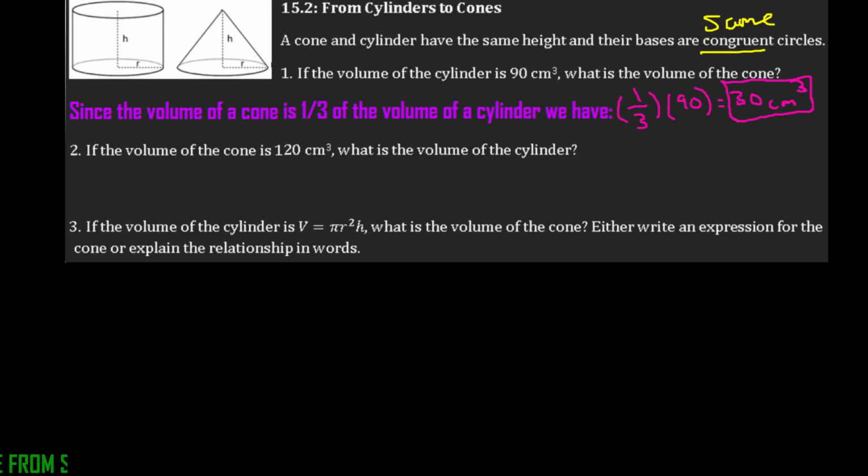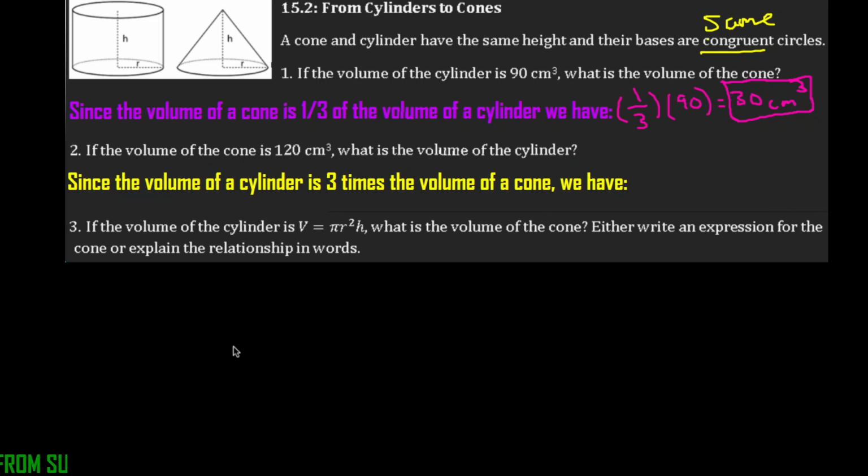Then it says if the volume of the cone is 120 centimeters cubed, what is the volume of the cylinder? So now it's a little bit similar. We're going to say since the volume of the cylinder is 3 times the volume of a cone, we're going to have 3 times 120. And so this is going to be equal to 360 centimeters cubed.